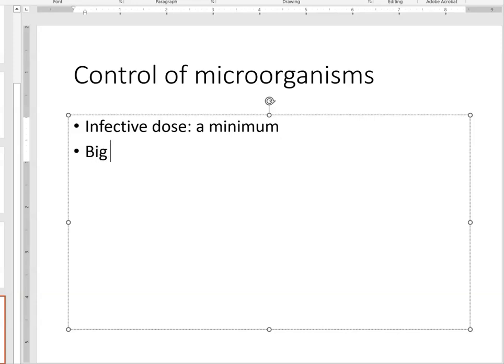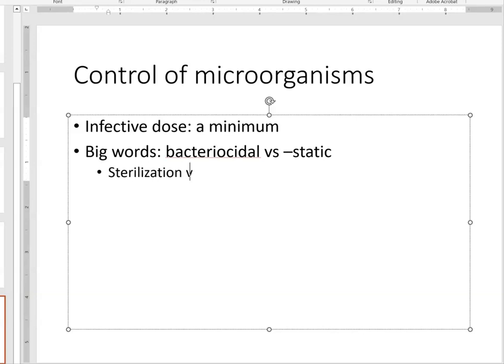There are big words. We go for bactericidal. So what does cidal mean versus bacteriostatic? What does sterilization mean instead of disinfection? And both of these words are hugely important.